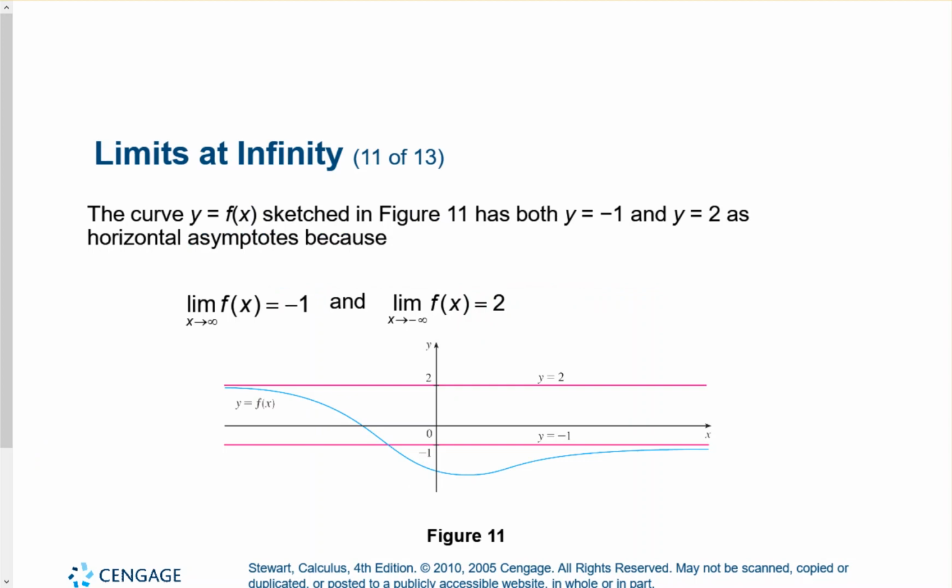Okay, here's a figure. If you look at y equals f of x, as x goes to infinity, it is approaching negative 1 going to the right. So it has two horizontal asymptotes. And then going to the left, it's approaching y equals 2. So this one happens to have two different horizontal asymptotes.